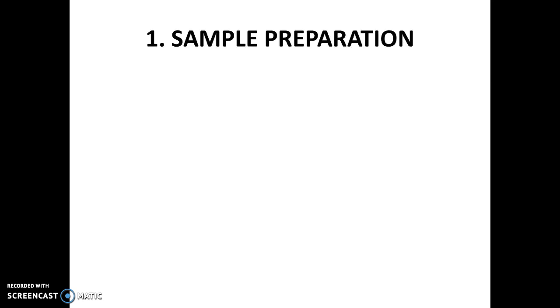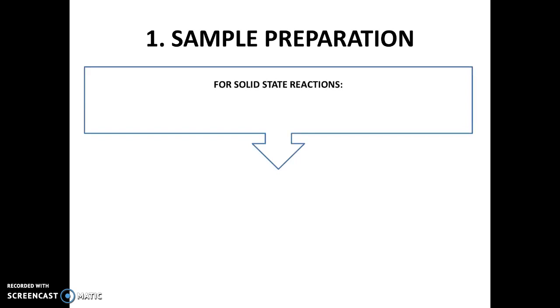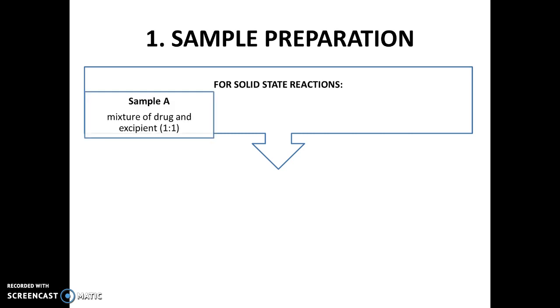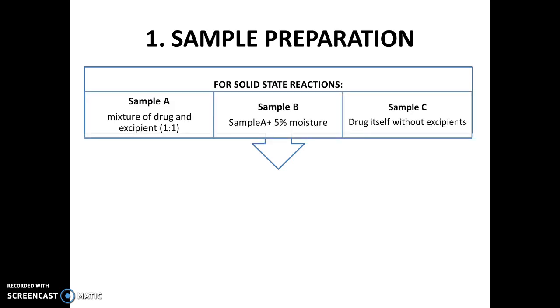So coming to the first step, sample preparation, and we all know that when the sample is in liquid state, the interactions are at maximum and we can easily identify, but for solid state reactions it is difficult to identify the interactions. So for that one, we need to prepare 3 samples, sample A, B and C. In sample A, we will be taking a mixture of drug and excipient in 1:1 ratio. Though excipient is not used as that of the drug, means amount wise, both the amounts are not same, but still we can use in 1:1 ratio so that any possible interaction between the drug and excipient can be maximized.